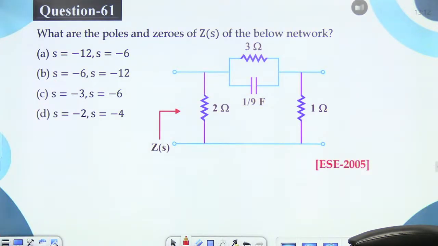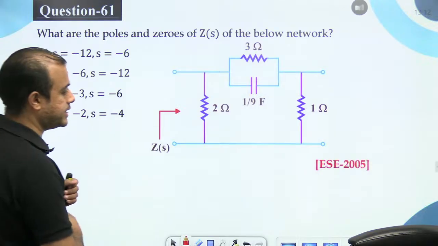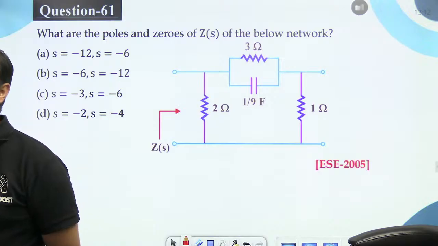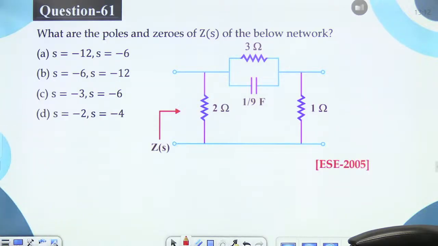We need the poles and the zeros of ZS. Again, ESE 2005. Poles and zeros of the ZS.